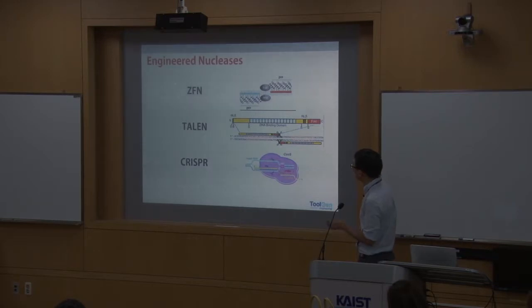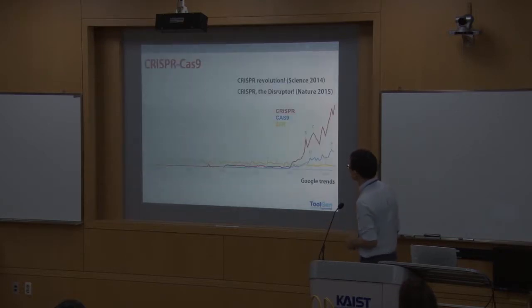There has been fast development of different platforms of engineered nuclease so far. We could go into details, and maybe it would take hours to explain, but today we will focus on something called CRISPR nuclease, because this is the hottest engineered nuclease these days. This is an example of how fast it's getting popular. Zinc-finger nuclease, which is the first generation of engineered nuclease, and which can actually do most of the things we are talking about, was developed around the mid-2000s.